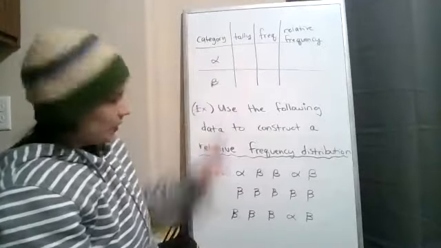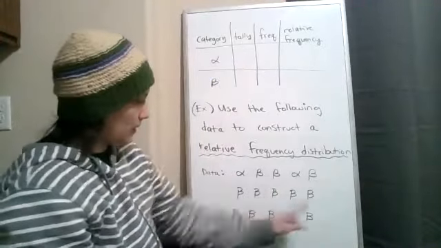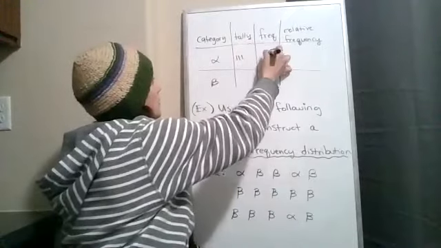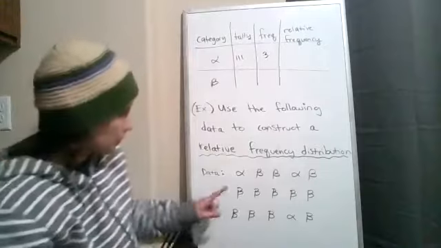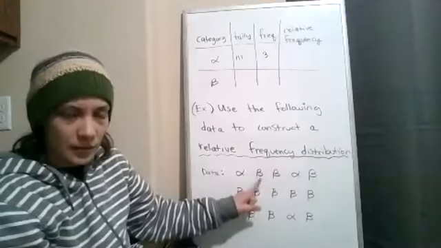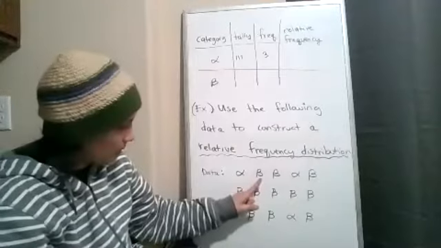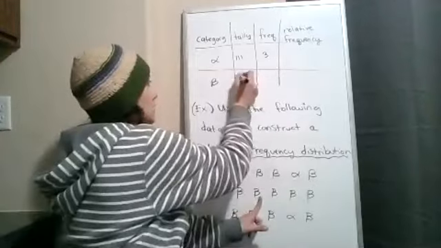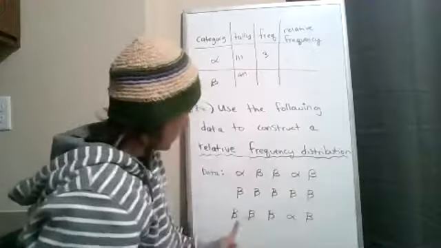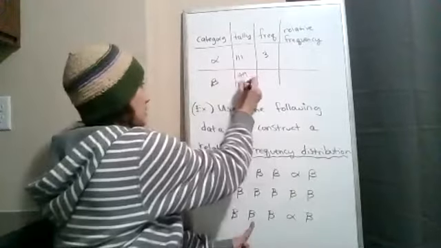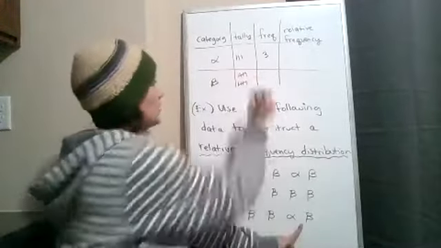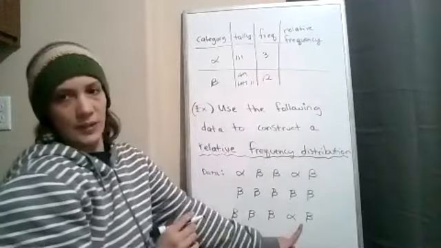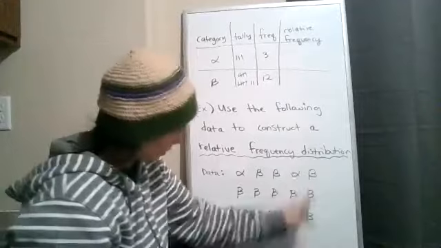Tally for alpha, there's 1, 2, 3. Tally for beta, and also check with me that I don't make a mistake. 1, 2, 3, 4, 5. 1, 2, 3, 4, 5. 1, 2. Got 12. Let's check it.